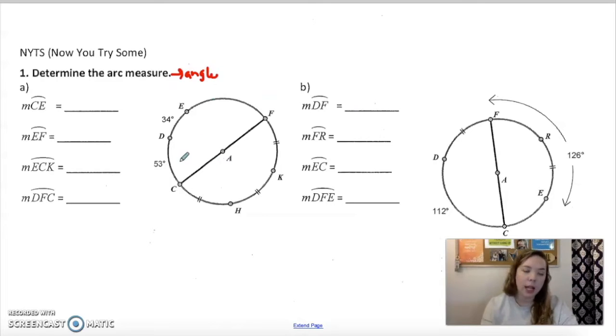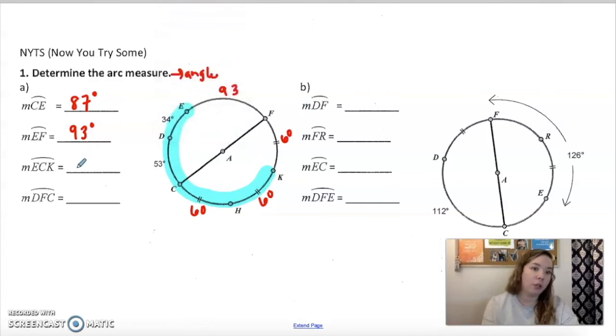So the measure of CE, I know that's a minor arc because it's only using 2 letters, and it looks like I just need to do 53 plus 34, so that'd be 87 degrees. EF would be this piece, and I know that CF is a diameter, so this whole semicircle here would have to be 180. So if I do 180 minus 87, I should get 93 degrees there. ECK, that's going to be a major arc. ECK would be here. I do know on this second half of my semicircle that all 3 of these are congruent since they're all marked as such. So I'd have 60, 60, and 60. So I need 87 plus 120 is 207.